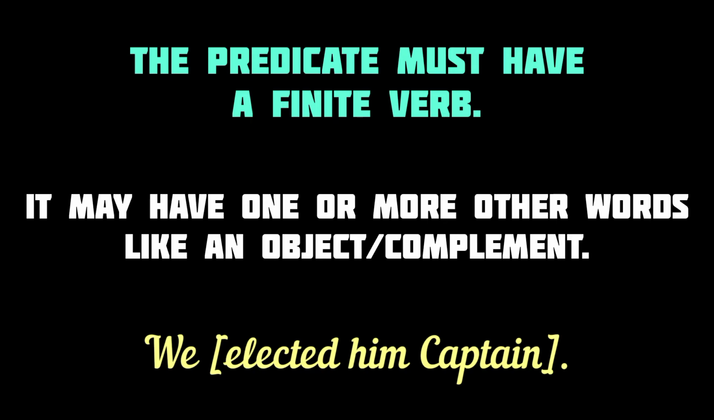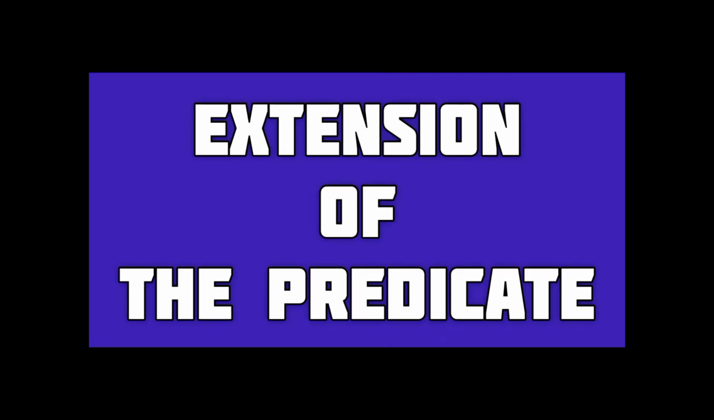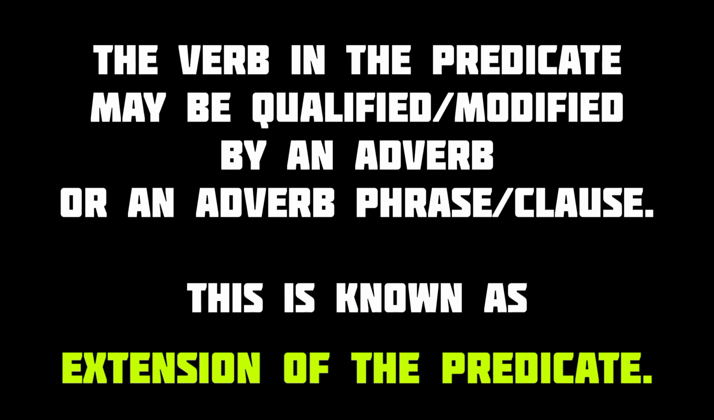Remember, if the predicate has just a finite verb or a single word, it's called a simple predicate. But if it consists of two or more words, it's called a full predicate. Next, we are going to study the extension of the predicate. If the finite verb in the predicate is qualified or modified by an adverb or an adverb phrase or an adverb clause, this is known as extension of the predicate.